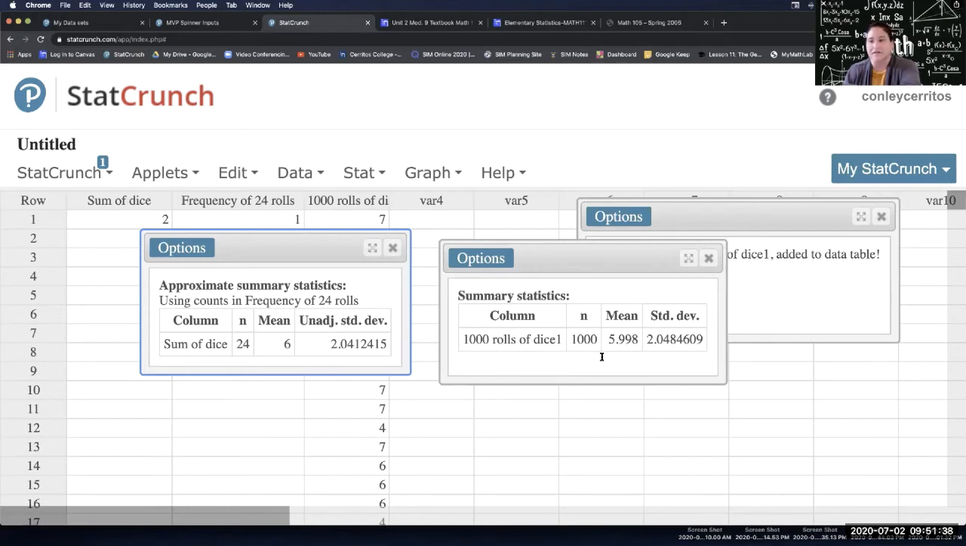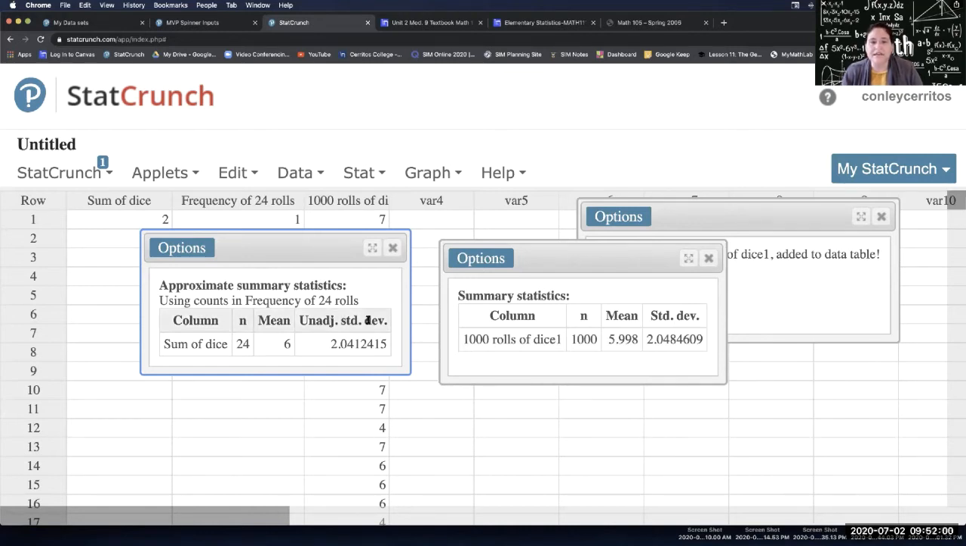It's only off by 2, what is that? Tenths, hundredths, thousandths, right? I'm only off by 2 thousandths, and my standard deviation is only off by 7 thousandths. That's really close since I did so many rolls of the dice.